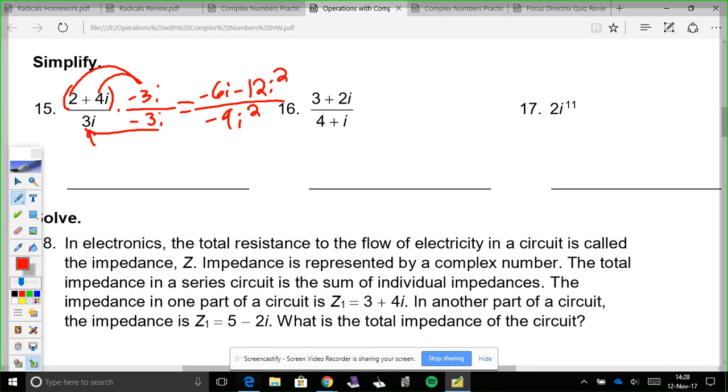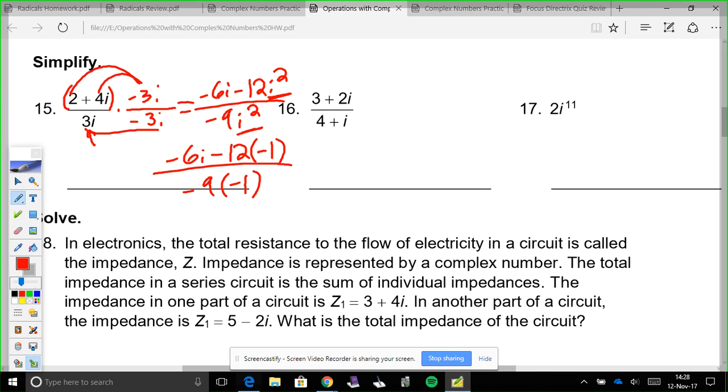Because remember, the i's make i squared. Now, before I do anything else, I'm just going to change these i squareds to negative 1s. So I have negative 6i minus 12 times negative 1 over negative 9 times negative 1. All I did was change the i squareds to negative 1, and then you can just finish it off from there.